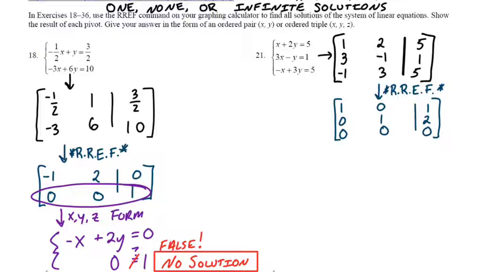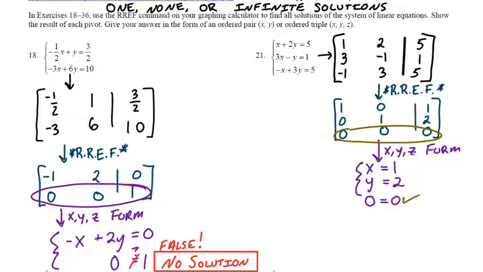Let's put this back into XYZ form. The first row would just be x equals 1. The second row there, y equals 2. And the third row, in this case, 0 equals 0. That's true, that's great. That provides no further information, as we already know that 0 equals 0.